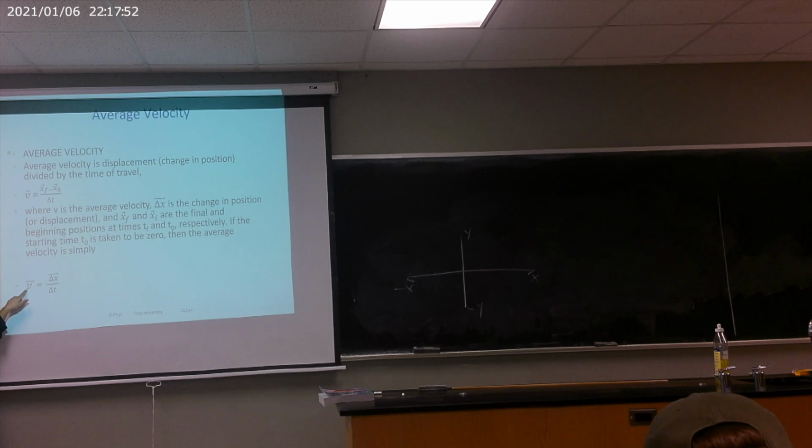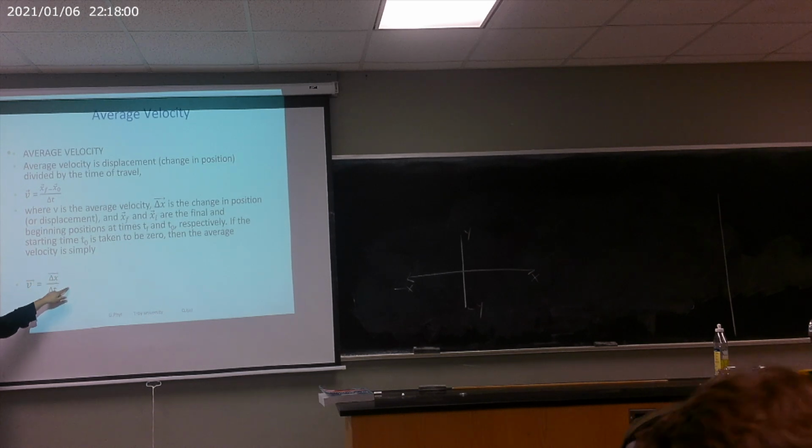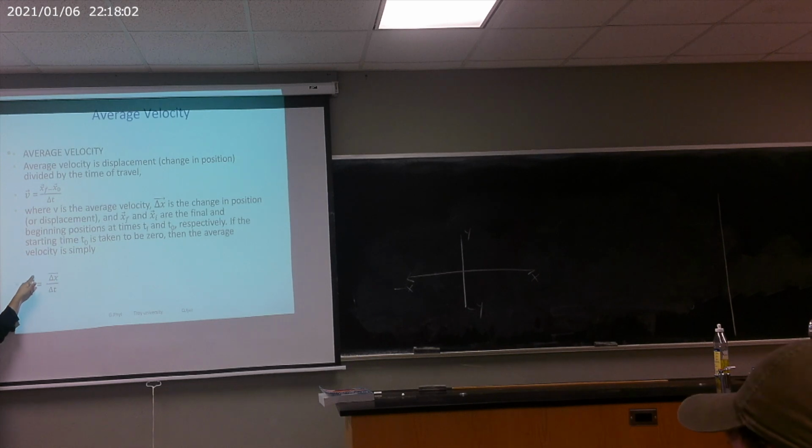So velocity is a vector quantity because it depends on a vector quantity. If displacement is a vector, velocity is also a vector. What's the unit for velocity? Can you tell just by looking at it? Meter per second. Very good.